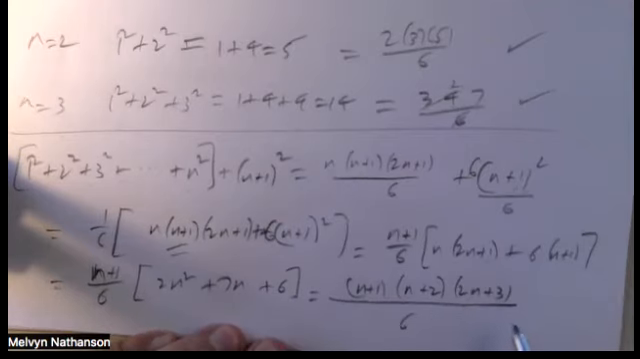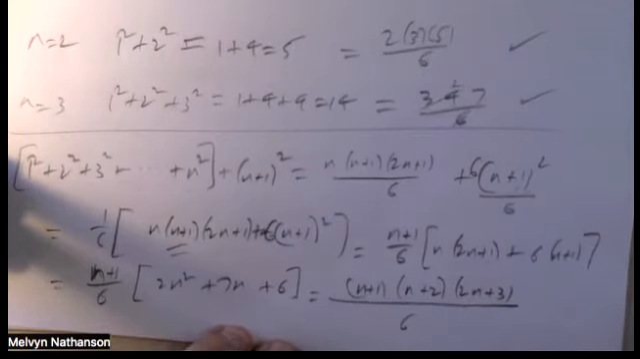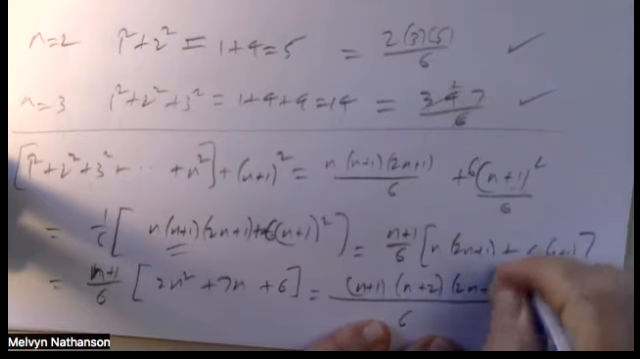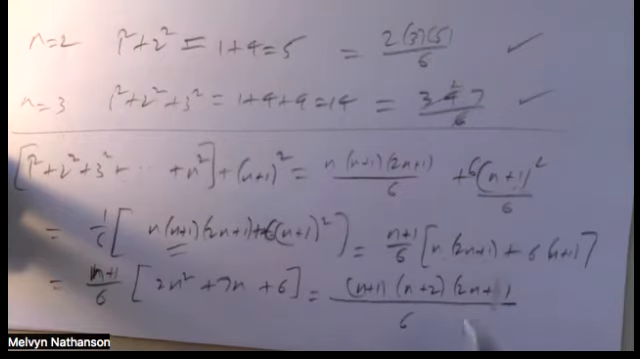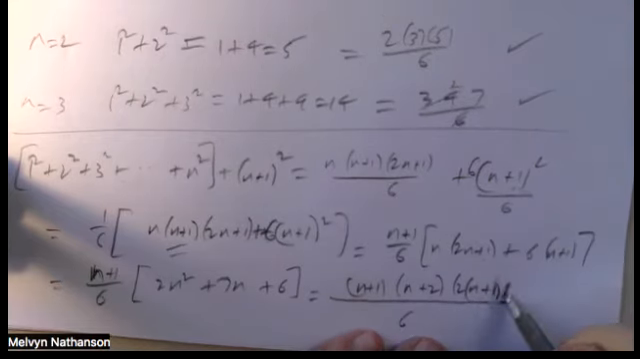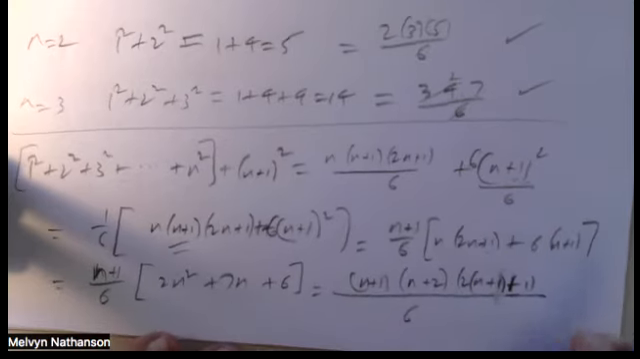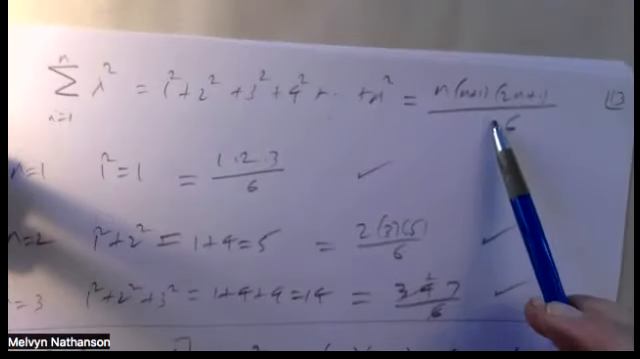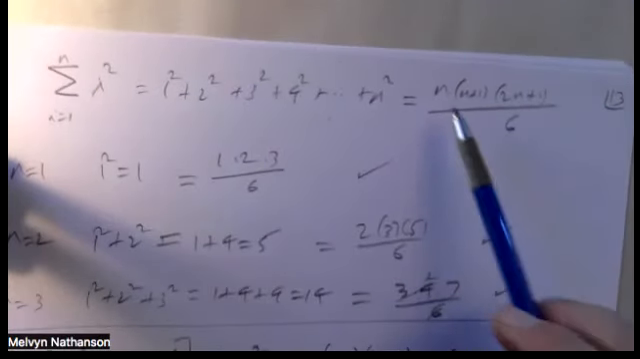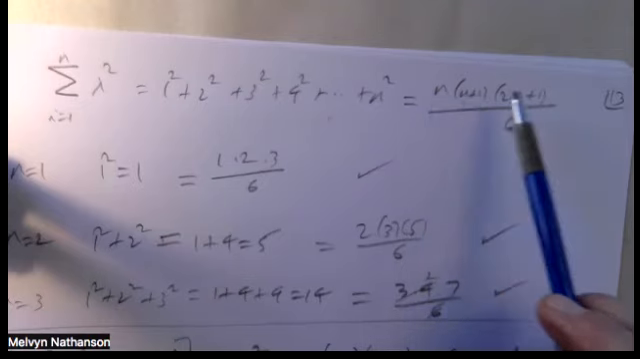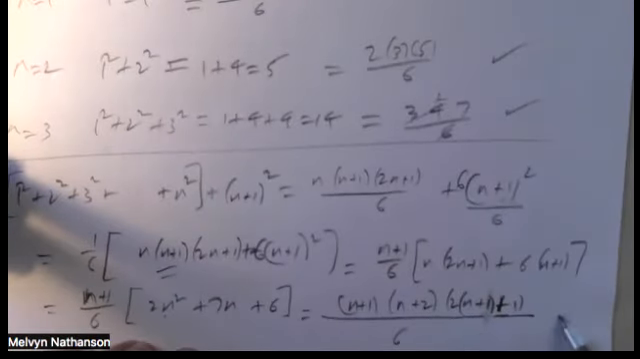And 2n plus 3, I'm running out of space. I can write 2n plus 3 as 2 times n plus 1 plus 1, because this is 2n plus 2 plus 1. And that's exactly in my original formula. I'm trying to prove this for n plus 1. If I replace n by n plus 1, I get n plus 1, n plus 2, 2 times n plus 1 plus 1. That's exactly what I have here. So it checks.